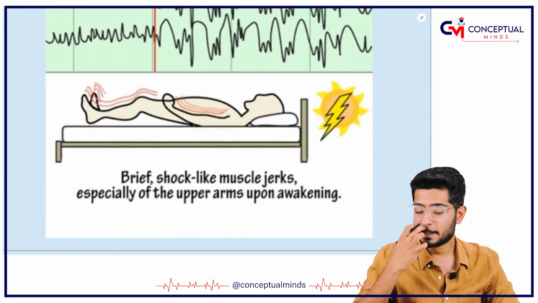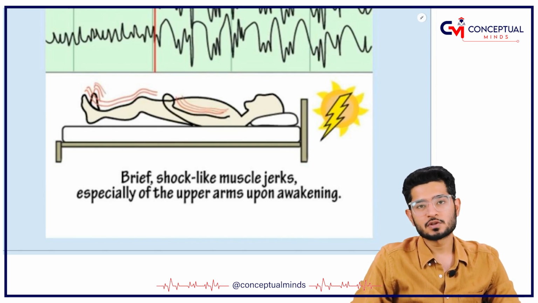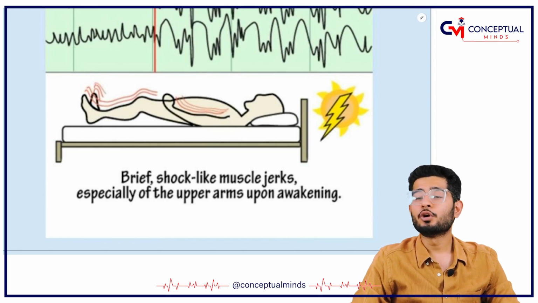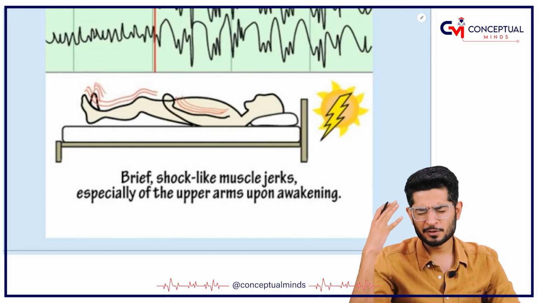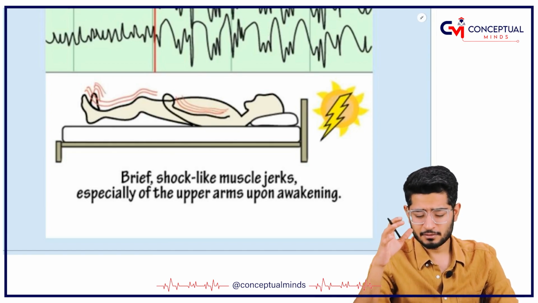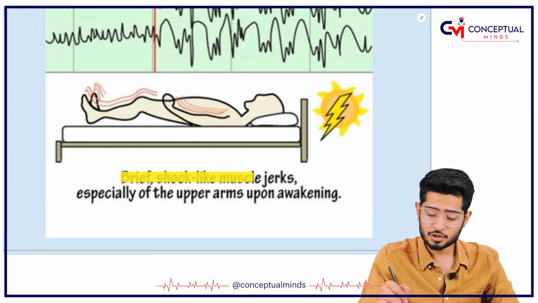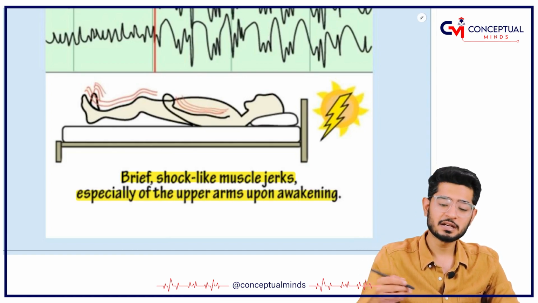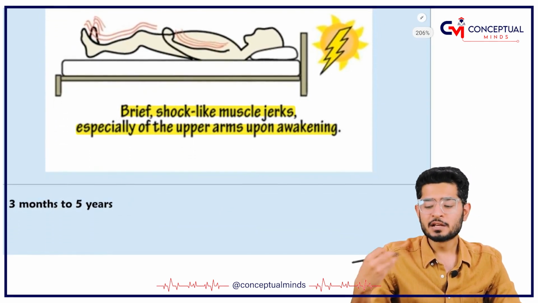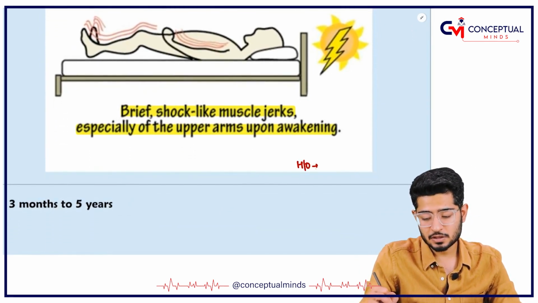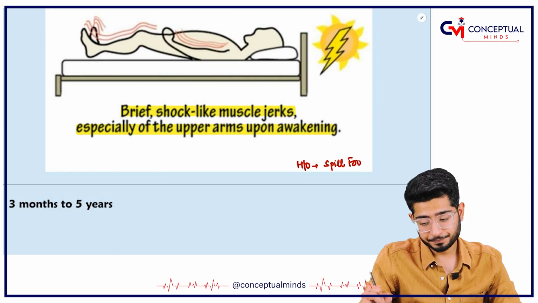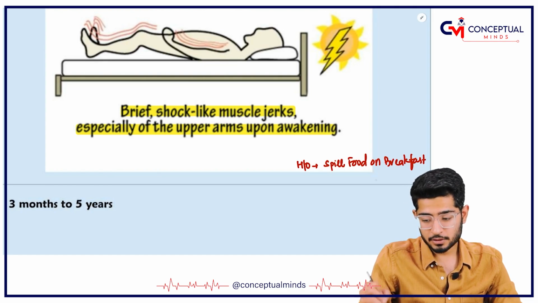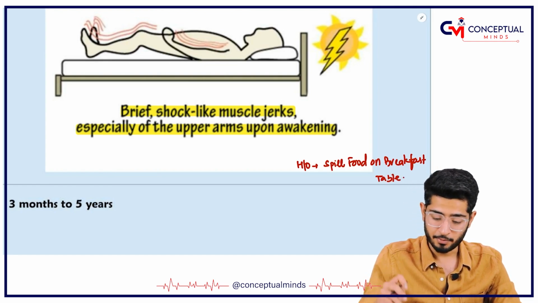So JME is just like, sometimes you must have seen while going to sleep, you dream as if you are falling from some place and you just do this action. It's just like a brief shock, a muscular jerk, especially of the upper arms upon awakening. Generally it is seen in the morning time upon awakening. Sometimes they give a history like this: the child spills the food on the breakfast table. So this history is again important.